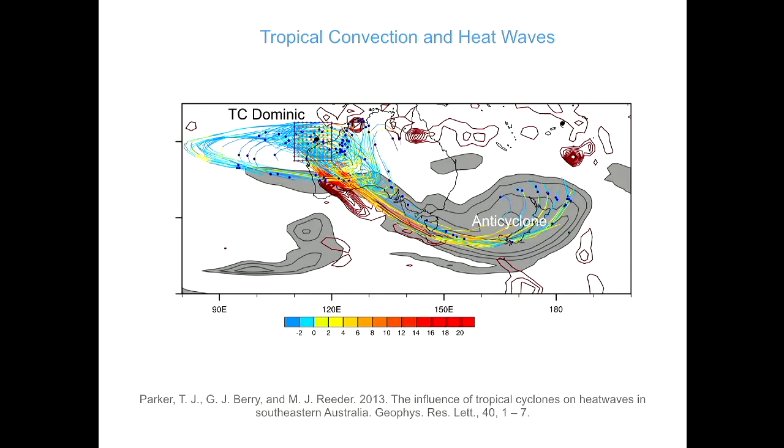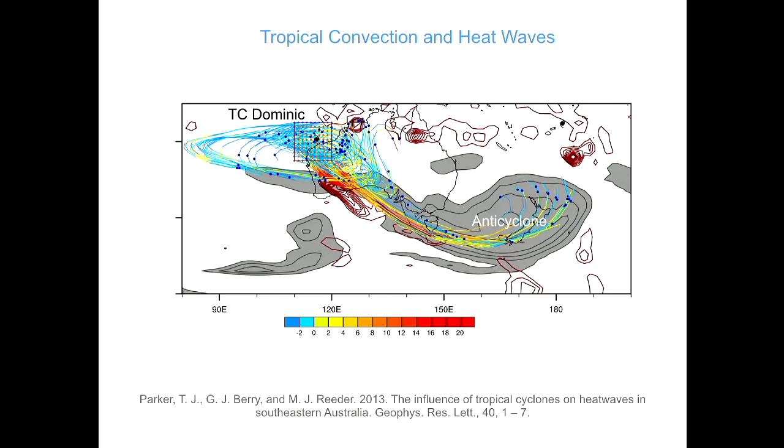What's more, I'm actually going to tell you the result, not lots of detail. This is the Black Saturday heat wave, and there was a tropical cyclone here, TC Dominic. It turns out there are quite often tropical cyclones in that region when we have heat waves in southwestern Australia. I wouldn't place too much on it being a tropical cyclone. I just mean it's big tropical convection.